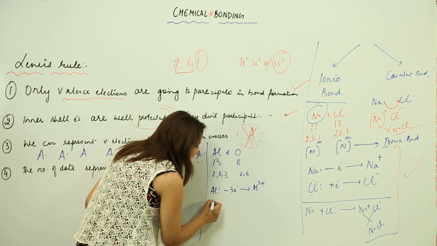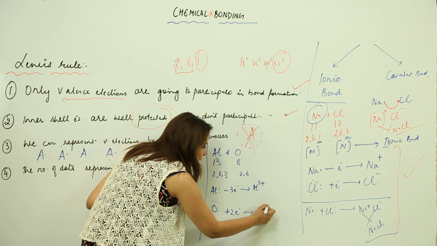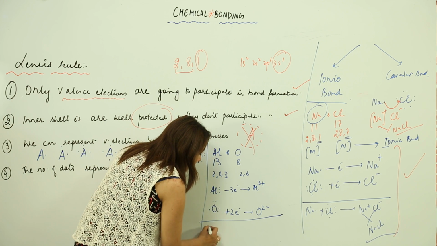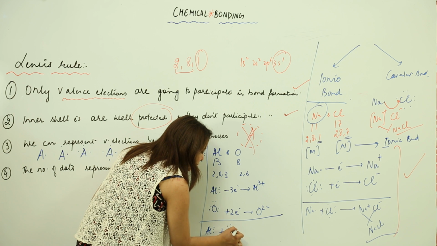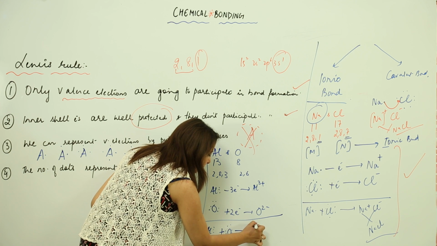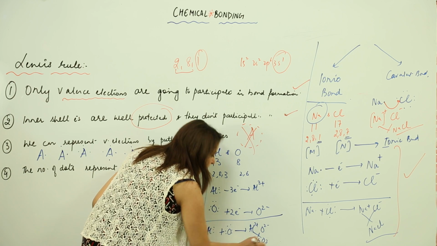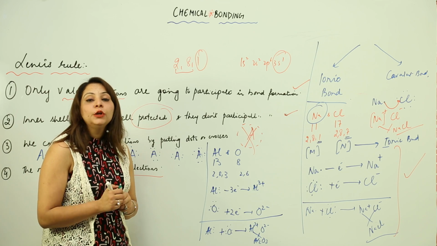Now oxygen has 6 electrons, it is going to get 2 electrons and form O2 negative. So what result do I have here? Aluminium initially with 3 electrons and oxygen initially with 6 electrons form Al3 positive and O2 negative. After doing crisscross, what do I get? I get Al2O3. So that means in this case 2 aluminium combine with 3 oxygen.